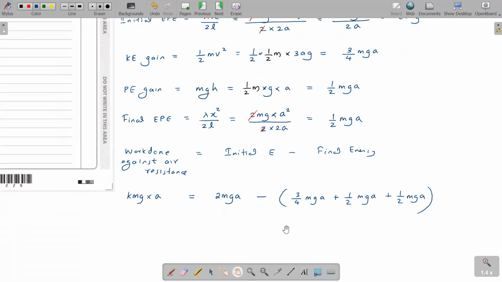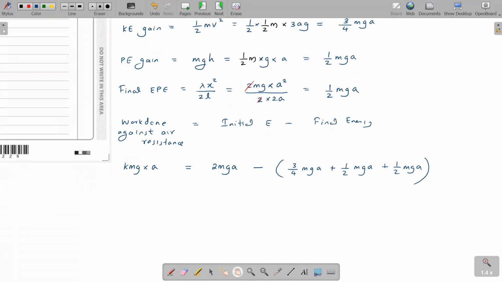Then you simplify and make k the subject. In this equation, you can see mga is common to everyone. So k equals 2 minus, opening the bracket with a negative, 2 minus 3 over 4 minus half. Type everything in the calculator. How much do you get for k? k equals 1 over 4.